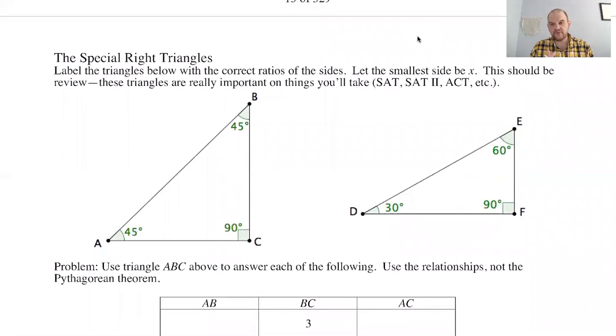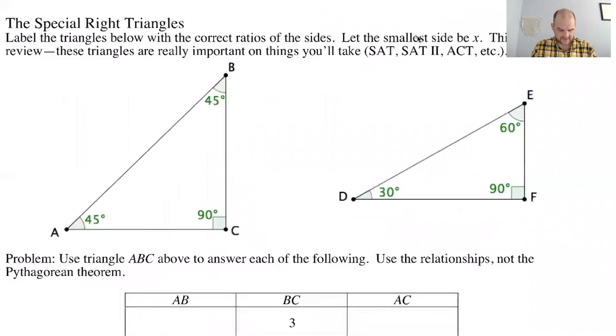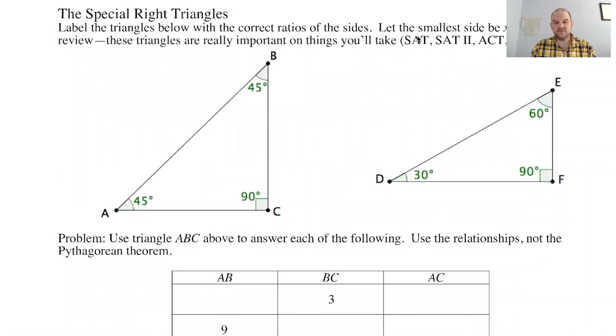So we got 45, 45, 90, which is an isosceles right triangle. We got 30, 60, 90, which is like the most important of the right triangles. So let's see if we know the ratios. So typically for this one, you would say x, x, and then what's the missing side? The missing side then would be x root 2, which you could actually solve for.